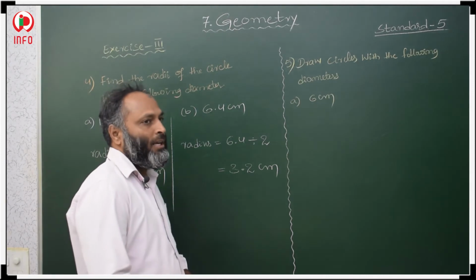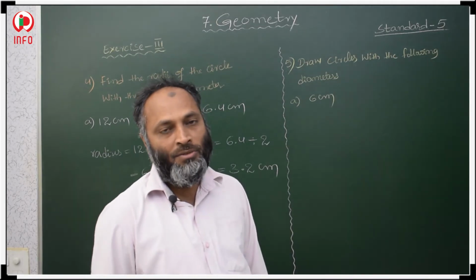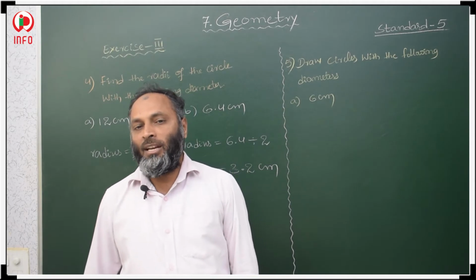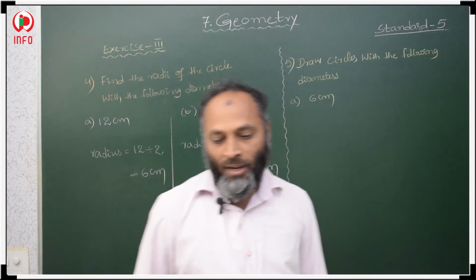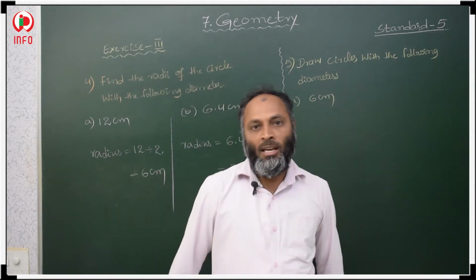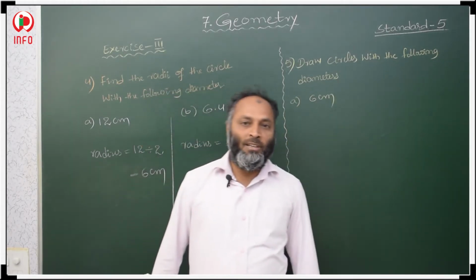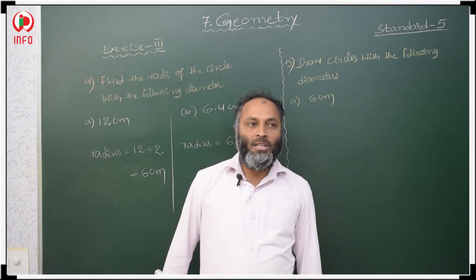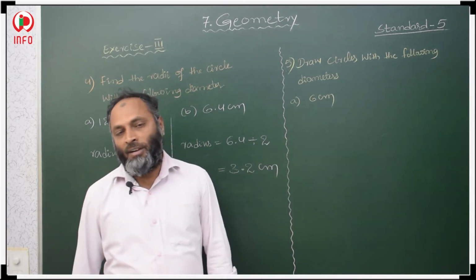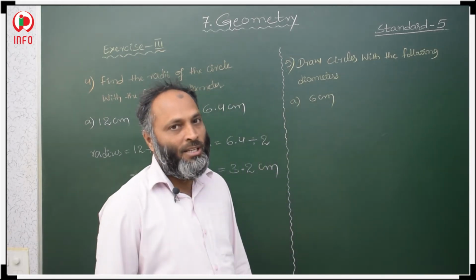Then after that, draw a circle with the following diameter. Here a diameter is given, so we have to construct a circle. When we know the radius, then we can draw a circle. When the diameter is given, how do we construct a circle? After that, one more question is there. In this one, a 4 centimeter diameter is given, and in that also we have to construct a circle. In these two, first we do this one. The second question you do as your assignment. That one is similar to this one, okay.